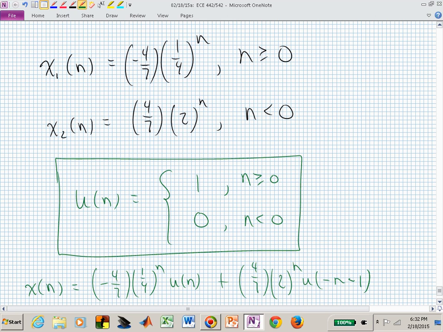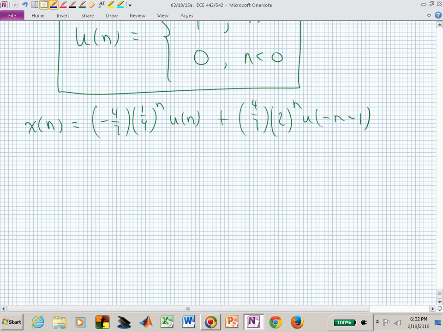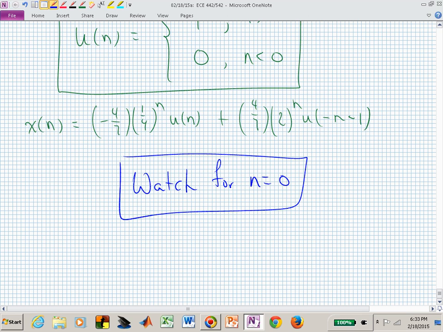Now you can write it as one expression. You just need to watch what's going on. You don't want to double count or include both pieces at n equals 0, and we avoided that by making sure that our argument made sense on that unit step. Here I'm using the unit step as a switch. The leftmost unit step is a switch for non-negative n. The rightmost unit step is a switch for negative n.